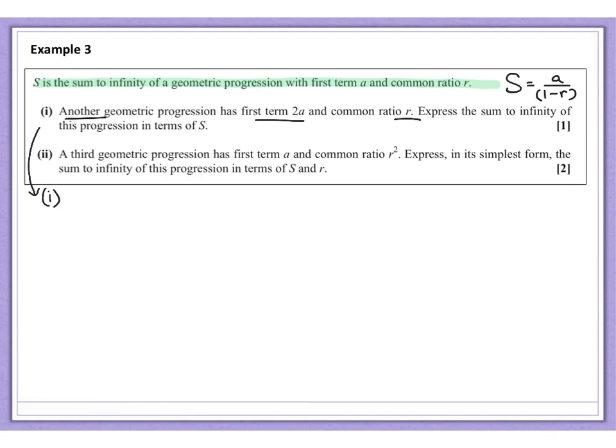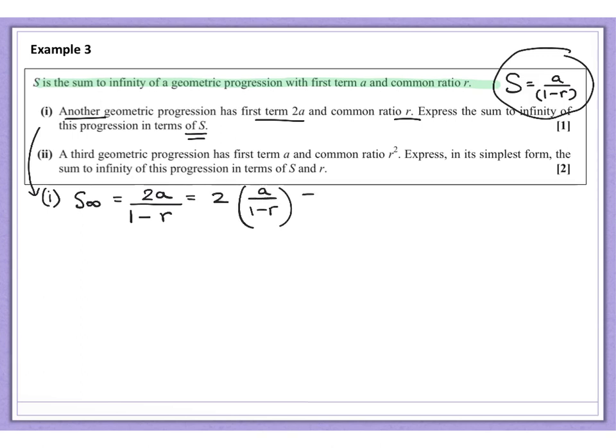So this question is really testing your understanding of algebra in as much as anything else. So for the new geometric progression, its sum to infinity is equal to its first term, which is 2a, divided by 1 take away its common ratio, r. We have to express this in terms of s, which is up over here. And hopefully you can see that this is two lots of a over 1 minus r, so it's very simply 2s.